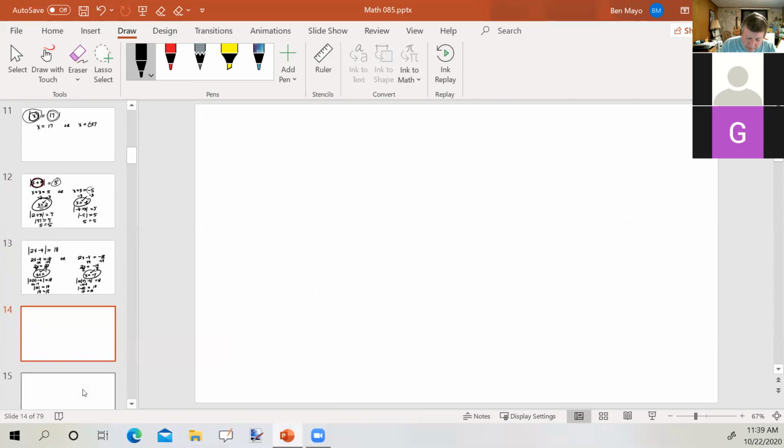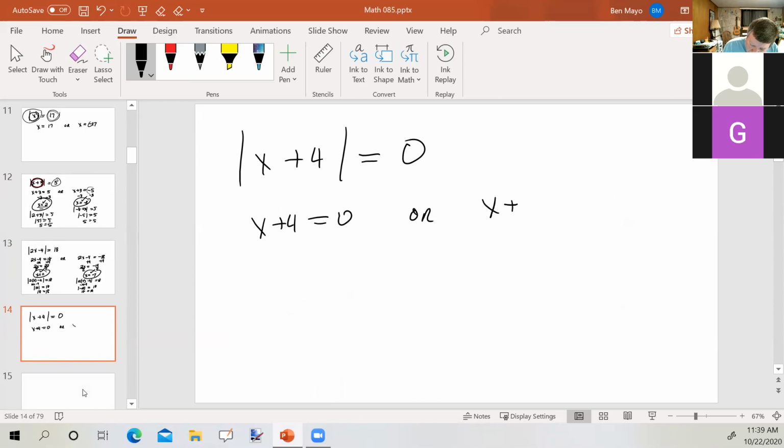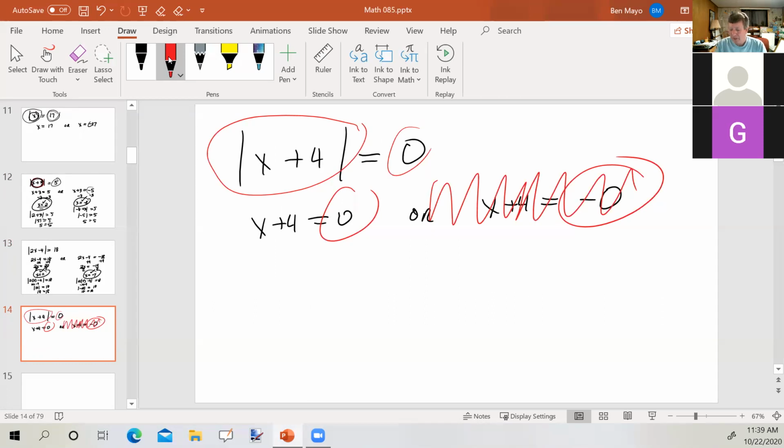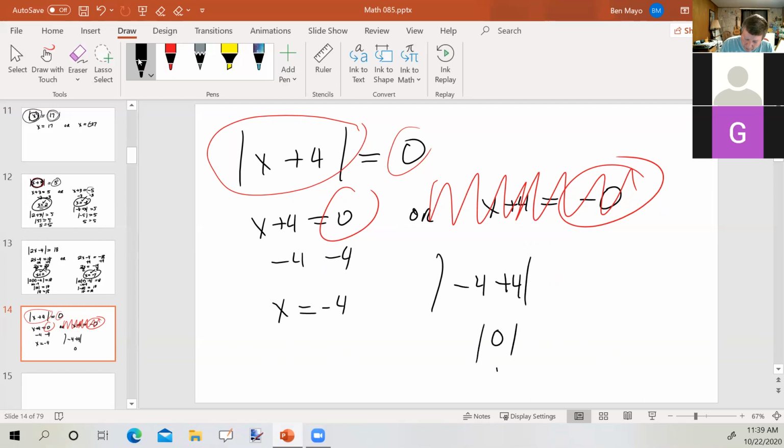All right. Now, let's say we've got an absolute value equal to 0. Well, then you'd have what's inside equals 0, or what's inside equals the opposite of 0. But wait a minute, isn't the opposite of 0 the same thing as 0? Yes. So when we have an absolute value equal to 0, we really only have one case to consider, because the other case will result in the same answer. So here we'd subtract 4, x is -4. Let's check our work. -4 plus 4, 0.